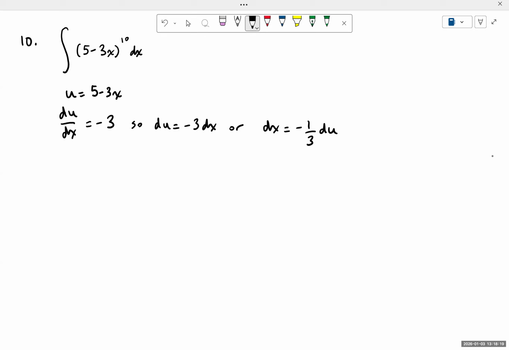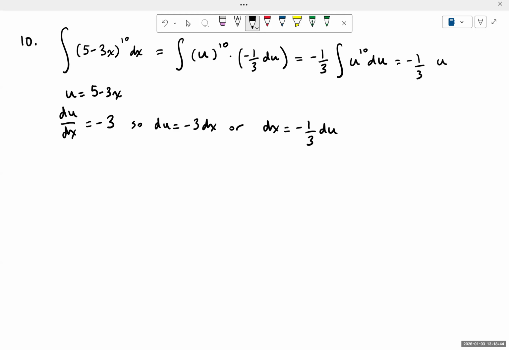So now I can substitute the whole thing that's in the parentheses. This is now u to the 10th. And then for dx, I substitute negative 1/3 du. I can pull out the negative 1/3 because that's just a constant, right? Now u to the 10th du, I know how to do that. That's easy, right? That's going to be u to the 11 over 11 when I take the antiderivative. So now I've taken the antiderivative. I'm done with my integration process. I throw in my plus c because it is, after all, an indefinite integral.